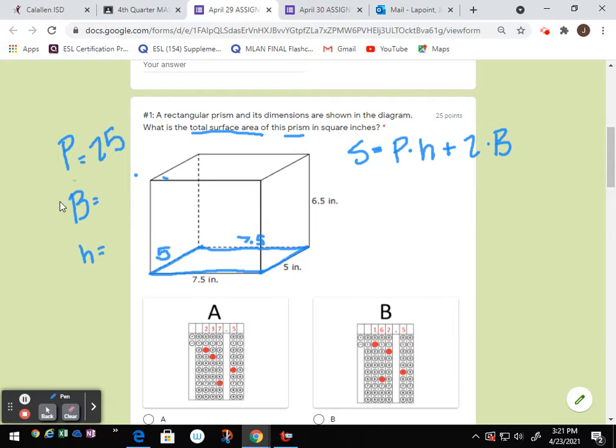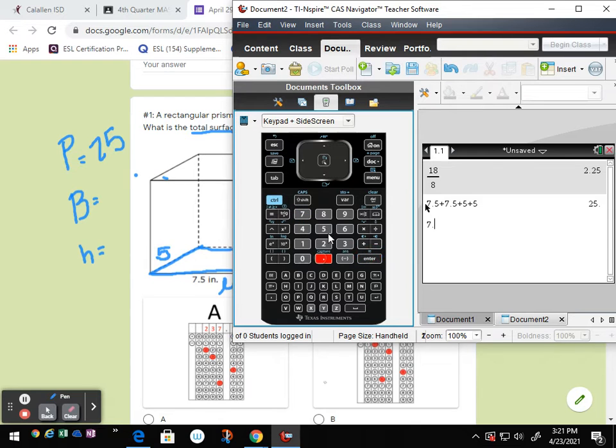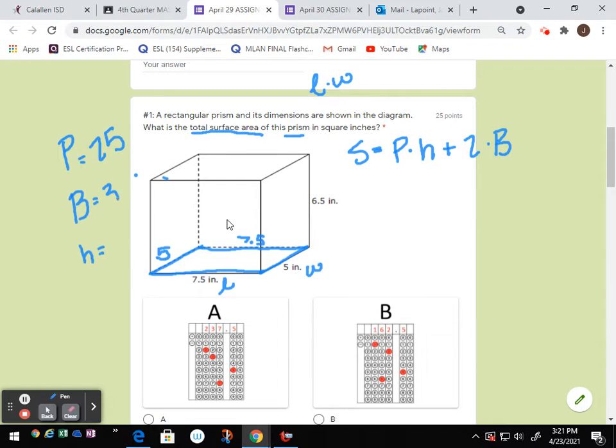All right, now big B is the area of this base that we just talked about. Okay, so the area formula for a rectangle is length times width. So we are going to take our length, which is 7.5, and multiply it by our width of 5. So we have 7.5 times 5. We get 37.5. Okay, so there's our big B. And then H. H is the height of our 3D shape. Okay, so we're going from the bottom of the image all the way up to the top of our image, which is 6.5.